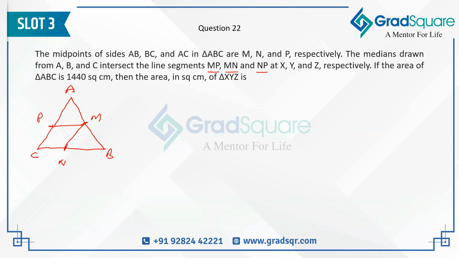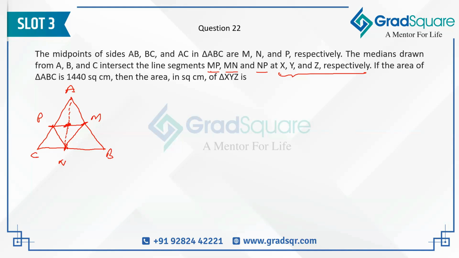So if you join the midpoints of each of these sides, this is how the figure looks. And you have a median also. So if you draw a median from here, then this is going to intersect at the points X, Y, and Z is what this question is talking about. That MP is intersected at X. So this is the point that you are looking at, X.